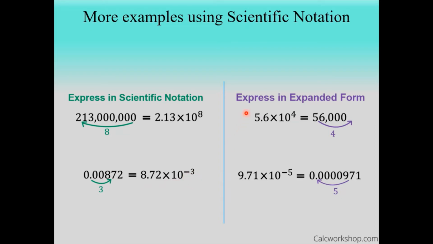Working backwards, expressing in scientific notation in expanded form, the number 5.6 times 10 to the 4th, we're starting with the decimal place here between the 5 and the 6, and we're going to move it over 4 places. So we have to pad those places with zeros to get 56,000. Likewise, 9.71 times 10 to the minus 5, the decimal point is originally between the 9 and the 7 over here, and because it's a negative exponent, we're going to make this a smaller number, so we're going to move the decimal point to the left 5 places, filling in the zeros.